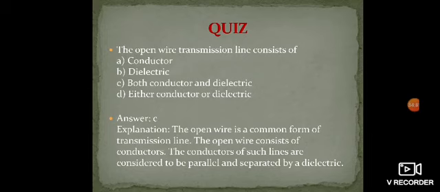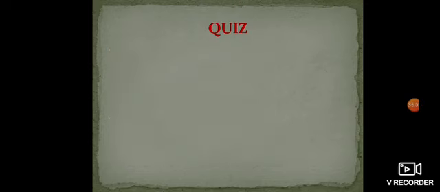So these are the two conductors, and for separation of the two conductors we have some space which acts as a dielectric. For that reason the open wire transmission line consists of both conductor and dielectric. That is the correct answer. Next question.